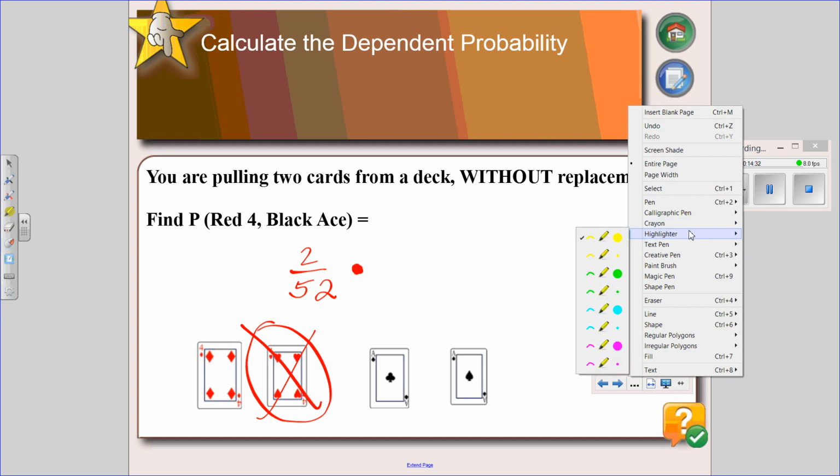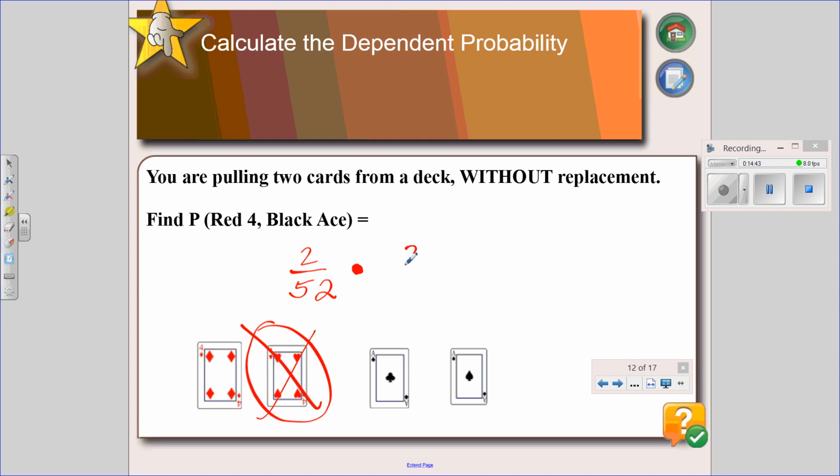Well, there are definitely 2 of those. There are 2 favorable events. But now I have a deck that only has 51 cards in it. We need to remember to subtract out 1 from the sample space, because there is one less card because I took out that 4 of hearts in that particular case.